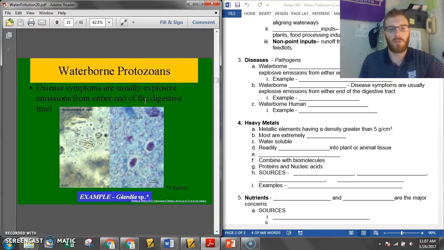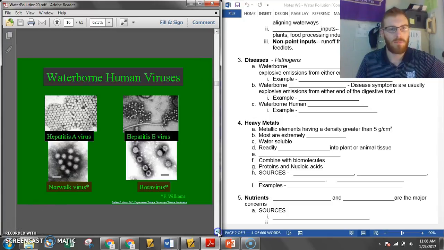We have waterborne protozoans, and these are disease symptoms that are usually explosive from both sides. So this is a common trend in waterborne illnesses. They usually lead to severe stomach problems, including dysentery. Here are some waterborne human viruses, so things like hepatitis, the norovirus, and the rotavirus.